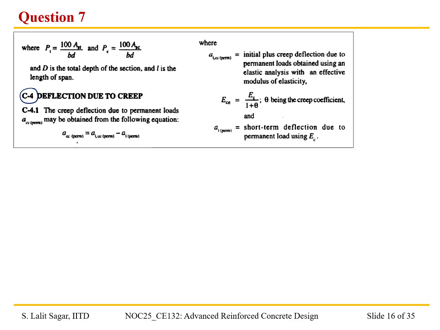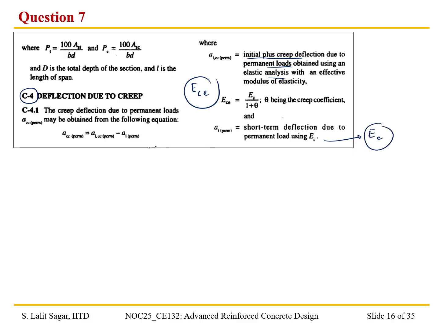In order to obtain the deflection due to creep, that is a_cc, due to the permanent load, we need to first determine the a_icc or delta_icc, that is the deflection due to initial plus the creep deflection due to the permanent loads obtained using an elastic analysis with effective modulus of elasticity, that is E_ce. Then this a_i or delta_i permanent, that is the short-term deflection due to permanent load using the E_c.